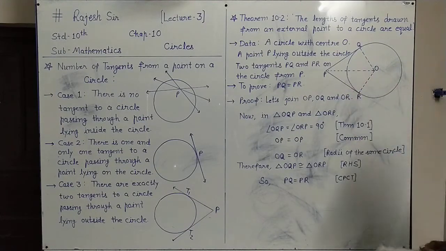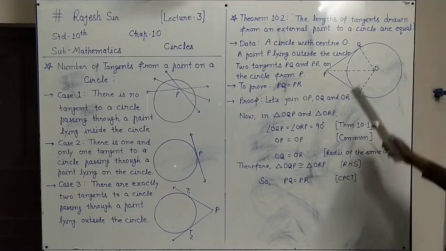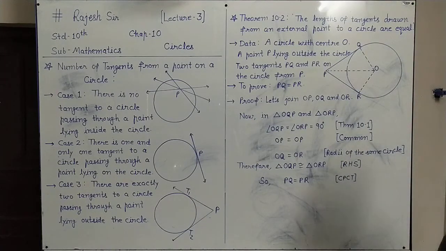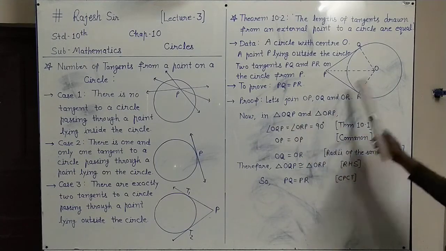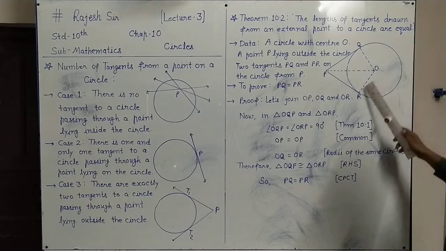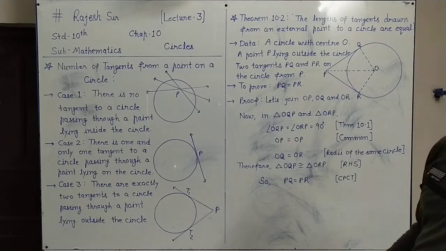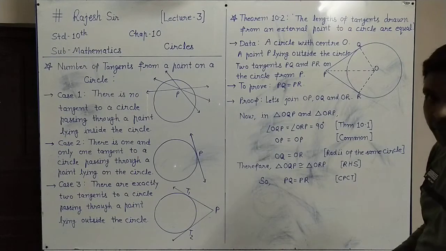Now, doing this, we have two triangles, above OP and below OP. In those two triangles, we have to compare the equal things. In triangle OQP, the upper side triangle, and triangle ORP, the downside triangle. Two triangles we have. Just see which things are equal in them.